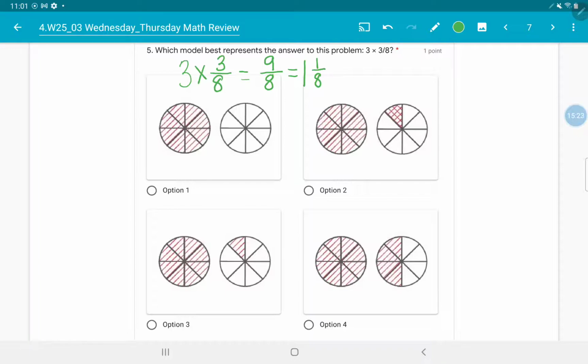Which one of those shows the correct answer? Which one's the correct answer going to be, Harper? Option 2 does have the correct number shaded, but why would option 2 not be the best choice? Why is it not the best choice, Cash? Because the second one has 1 marked out. Yeah, it's showing that this 1/8 is being taken away, so that's not the best choice. Which one would be the best choice, Harper?